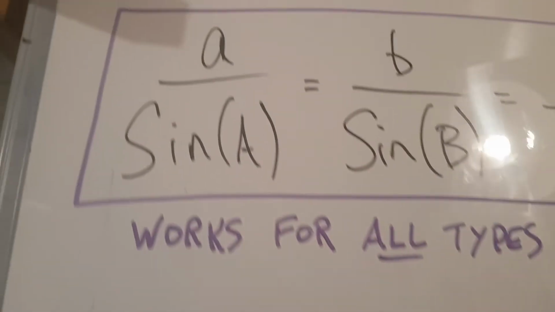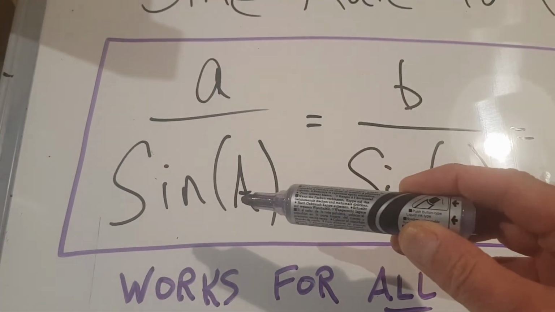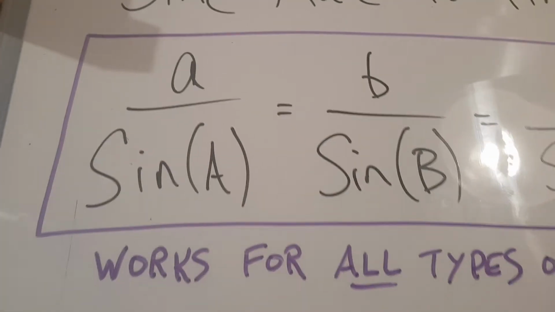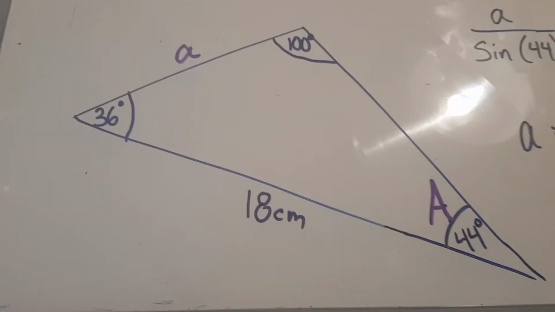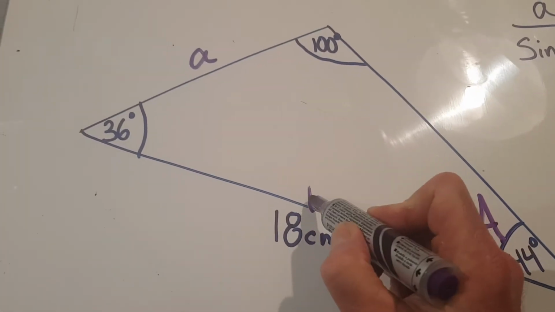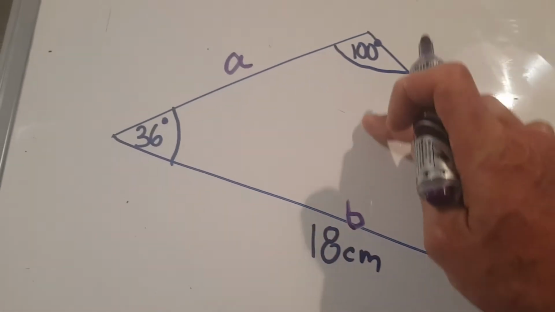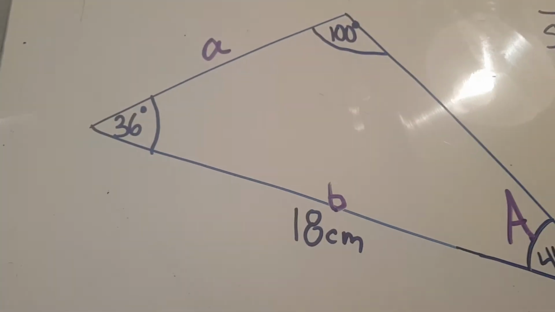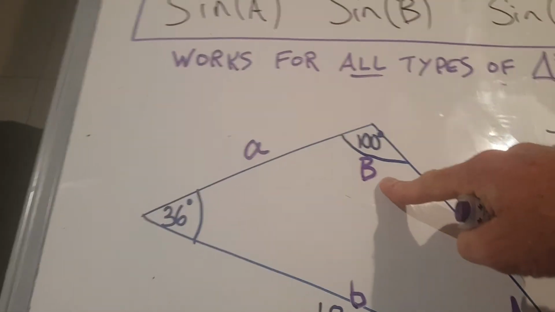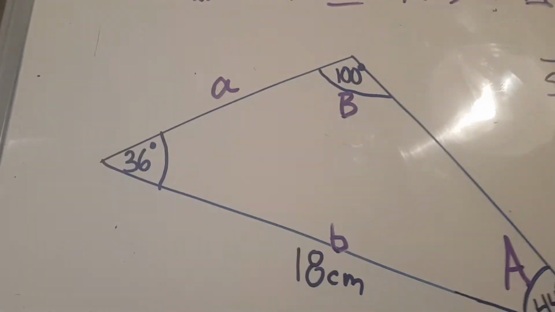Now, as the formula tells us, the length of side A divided by the sine of angle A is equal to the length of B divided by the sine of angle B. Looking at the given information, that 18 centimeters has to be side length B. So that means the angle opposite that side must be angle B. Capital letters for angles, A and B. Lowercase letters for side lengths.